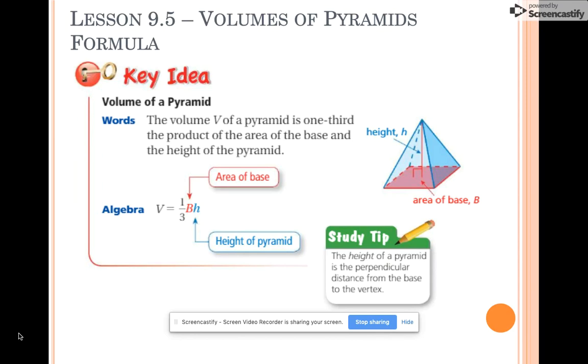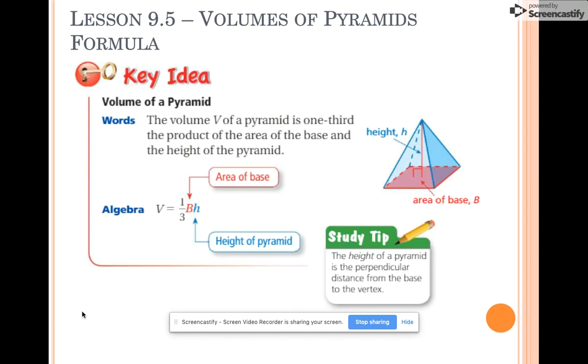We can find the volume of a pyramid by thinking of it as finding the volume of a prism with the same shape base and just multiplying it by 1/3. And so you'll see the formula is V equals 1/3 times the area of the base times the height of the pyramid.